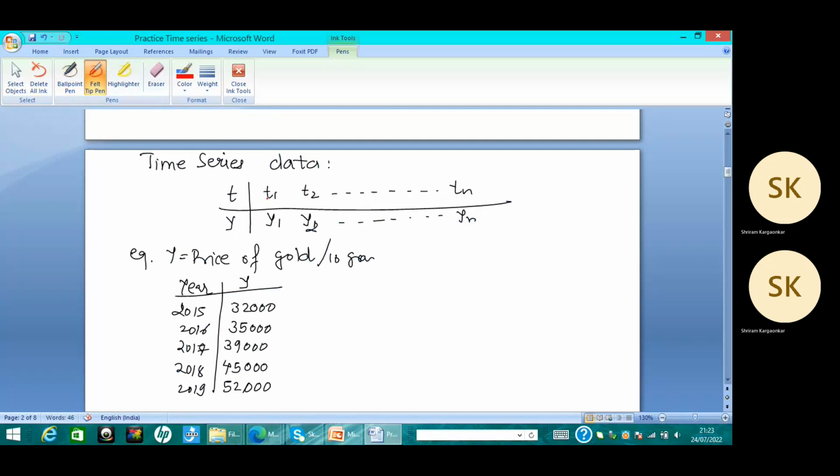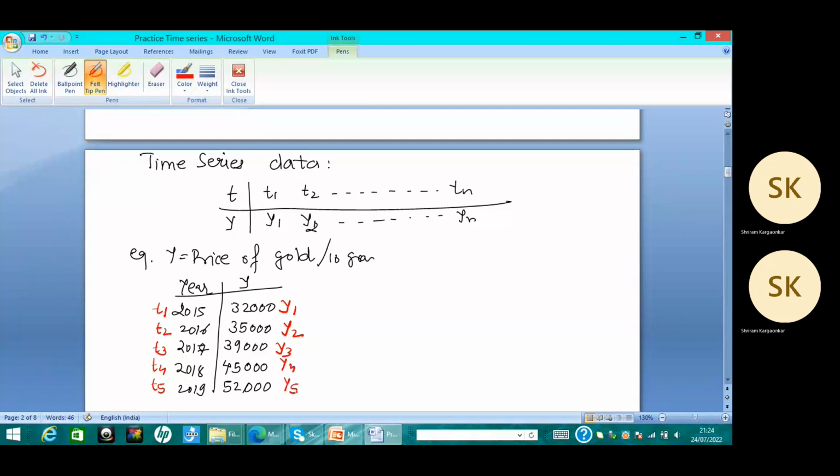So what will be the time series values? These are the time points. The first time point is 2015, the second time point is 2016, and so on, up to the fifth time point. As per this time series, the value depends on the time point. If you ask me what the value was in 2017, it will be 39,000. If you ask the price of gold in 2015, it is 32,000. So the value of the variable depends upon these time points. It will not be the same. So Y1 means the price of gold in 2015, the value corresponding to the first time point. Similarly, Y2 is the price of gold in 2016, and so on. This is just an example, and all the examples will be like this.